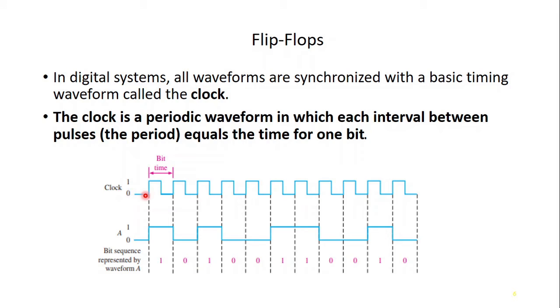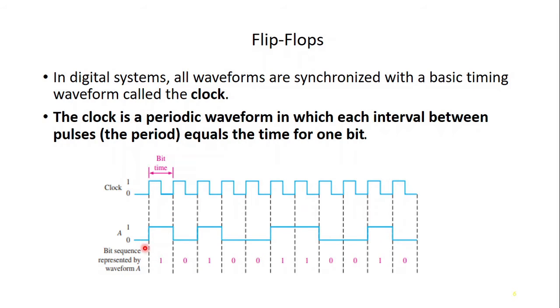Here this stands for the 0 level where it has 0 value, and this level is the 1 value, high value. A transition from 0 to 1 is the leading edge, and a transition from 1 to 0 is the trailing edge.